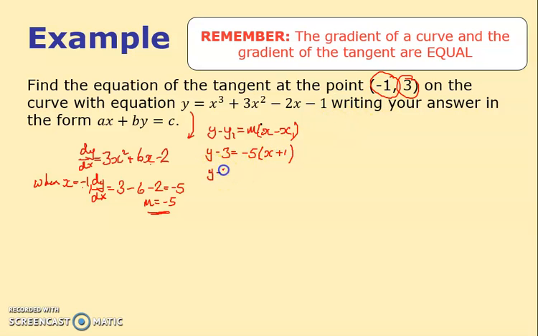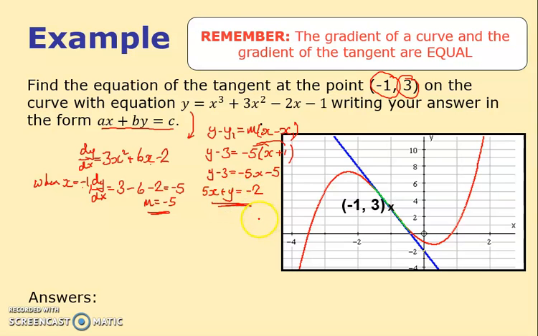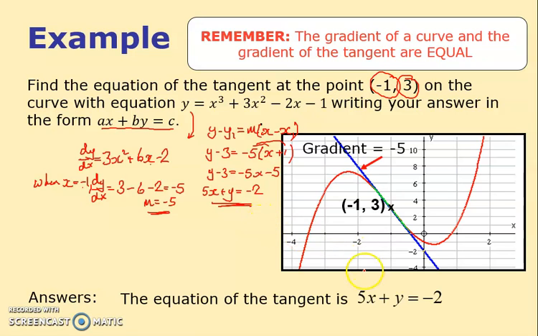So y minus 3 is minus 5x, and multiplying out the bracket, obviously there's 2 bits to do, that's minus 5. And it says write it in the form ax plus by equals c. So I'm going to move the 5x over there, 5x plus the y, and then I want the 3 over there. I reckon equals minus 2 when I do that. So 5x plus y equals minus 2. Good.